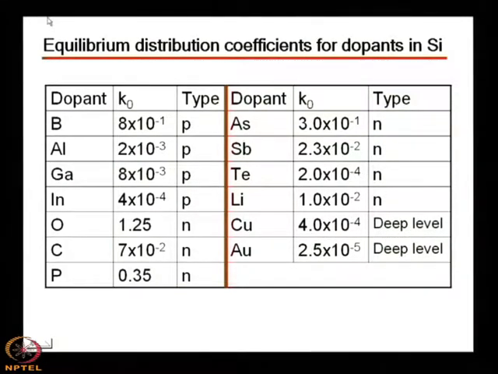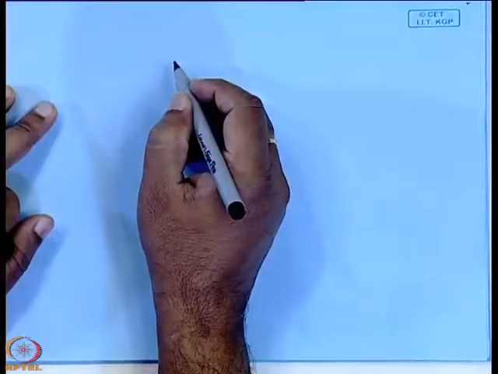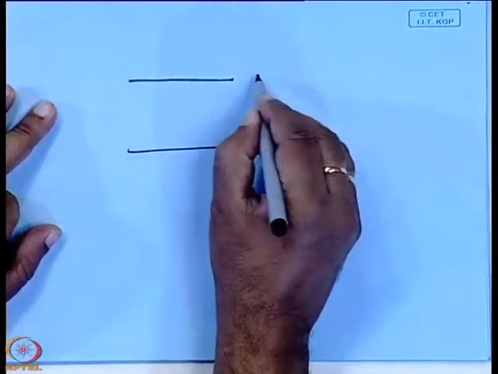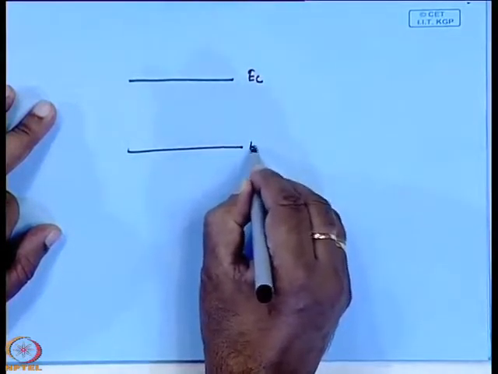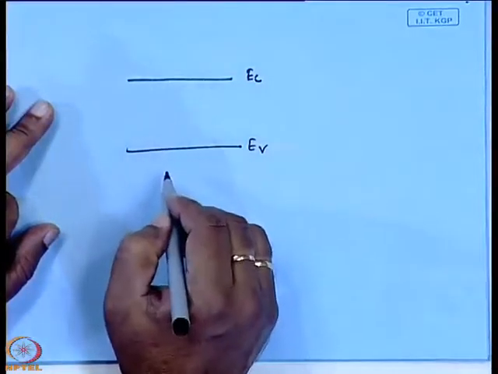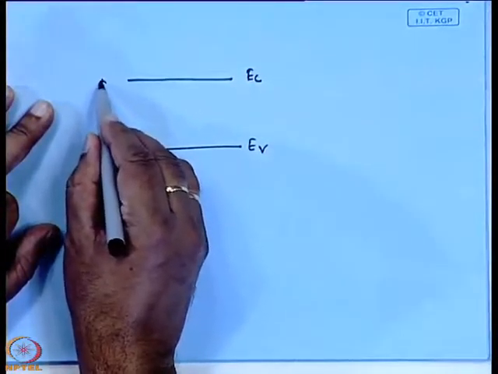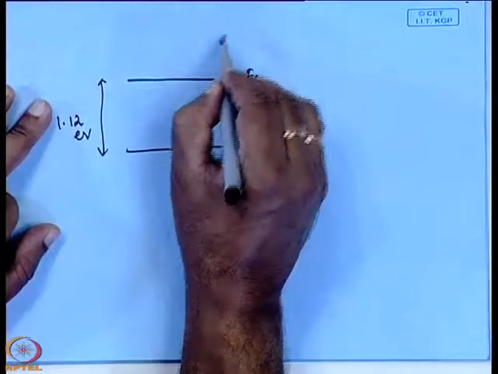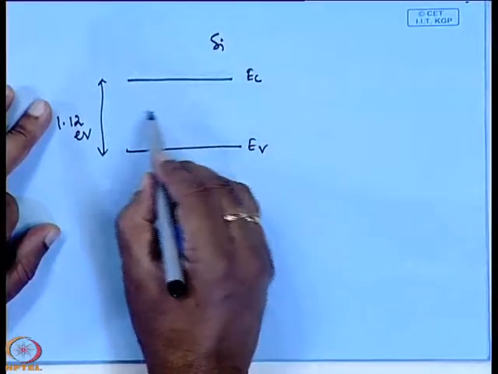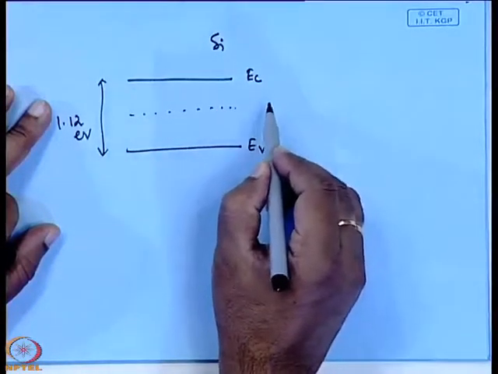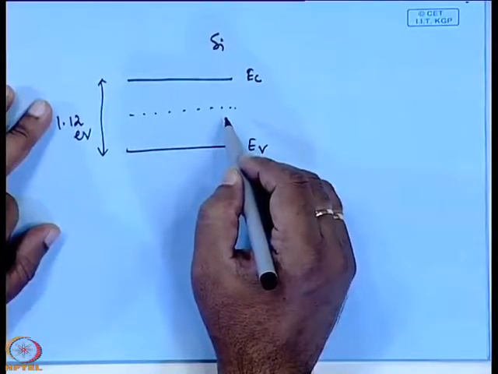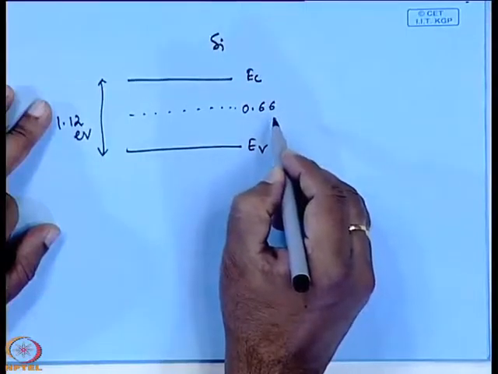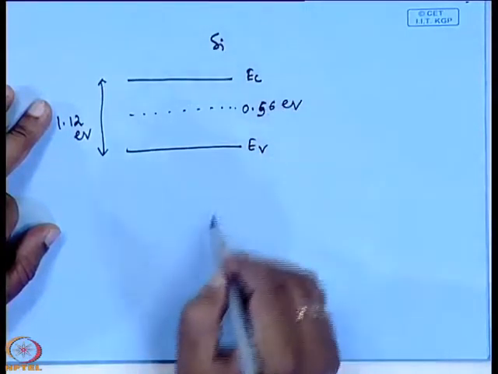You see that when impurity doping takes place, let us draw the silicon: it is the conduction band edge, it is the valence band edge, and the band gap is how much? 1.12 electron volt. This is silicon. This is the Fermi level, the intrinsic Fermi level. It is at the mid gap, that means 0.56 electron volt.